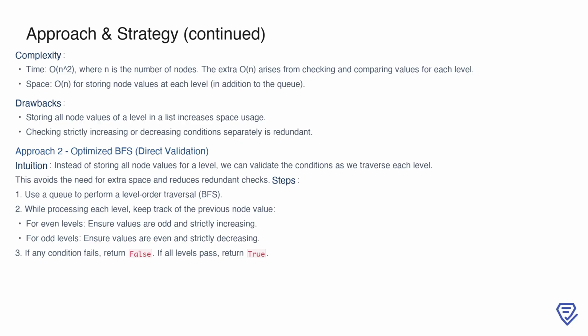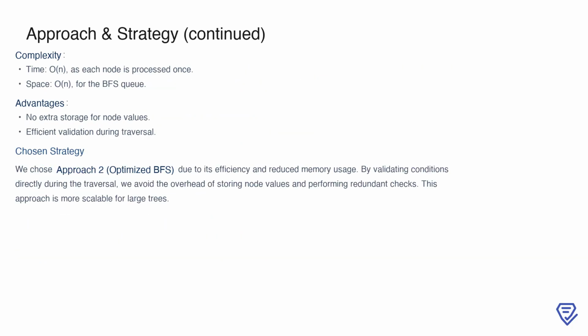To address these inefficiencies, we can use an optimized BFS approach that eliminates the need for extra storage. In this optimized method, we validate the conditions directly during traversal. By keeping track of the previous node value as we process each level, we can ensure that each value satisfies the required constraints: odd and strictly increasing for even levels, and even and strictly decreasing for odd levels. If any condition fails, we terminate early and return false. Otherwise, we return true once all levels are processed. The optimized BFS approach significantly improves efficiency.